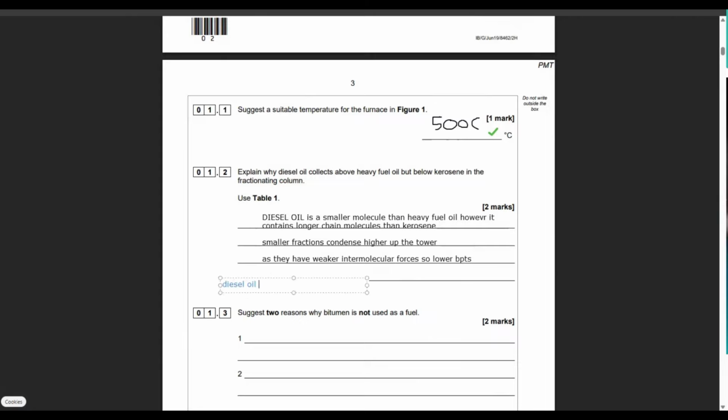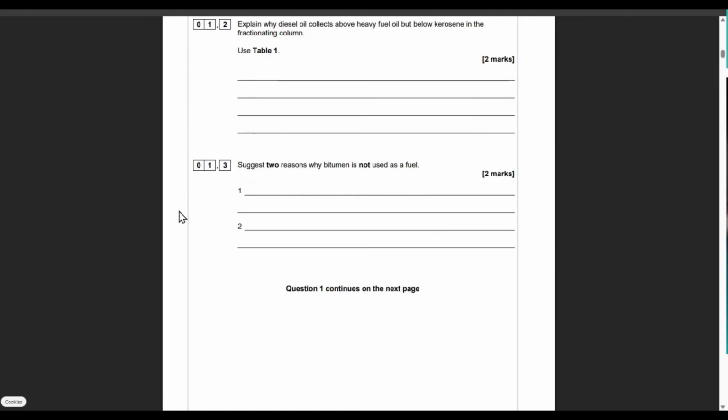The simple marks are that diesel oil condenses higher than heavy fuel oil because it has a lower boiling point than heavy fuel oil. So diesel oil has a lower boiling point than heavy fuel oil, but it has a higher boiling point than kerosene. So kerosene is the lowest boiling point, hence it comes out the furthest up the tower. The lower your boiling point, the higher up the tower you come out. Okay, the bit in blue was the correct answer to put there. I just thought I'd put an extra deep explanation.